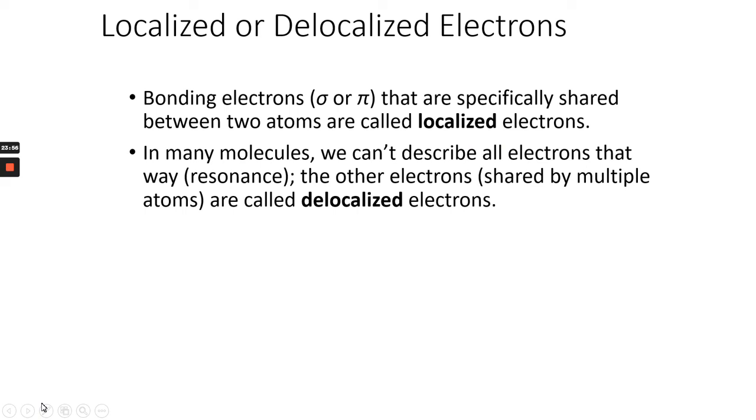So we talked about localized and delocalized electrons when we were talking about resonance. And it kind of happens in this too, okay? Your bonding electrons in your pi or sigma that are specifically shared between 2 atoms are called localized. So if you have them and they just stay within that one bond, it's called localized. But what happens when we have resonance? Okay, then we get our delocalized electrons.